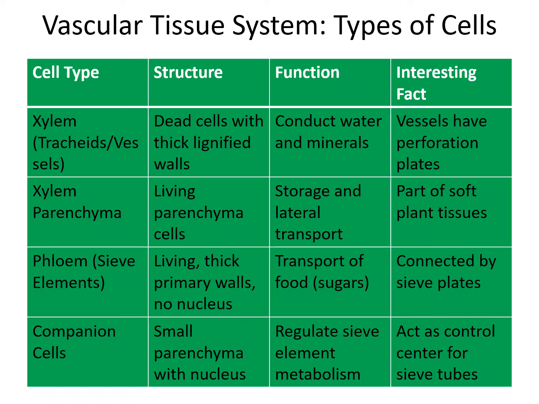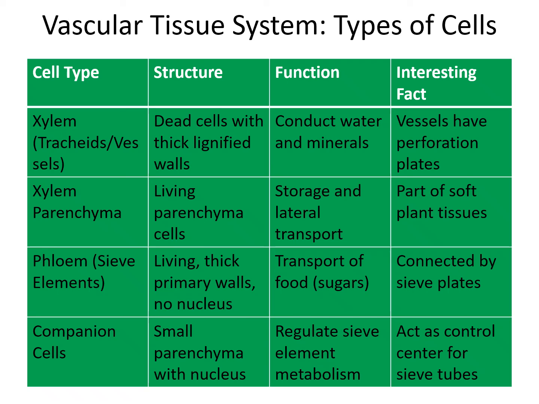Sieve elements of phloem, they are living, with thick primary walls and without any nucleus. And they are responsible for food transfer. That means the carbohydrate that gets synthesized during photosynthesis is transported to other parts of the plant through phloem sieve elements. They are connected by sieve plates. Companion cells, on the other hand, are small, parenchymatous, and nucleated cells. They regulate sieve element metabolism. They act as control center for the sieve tubes.